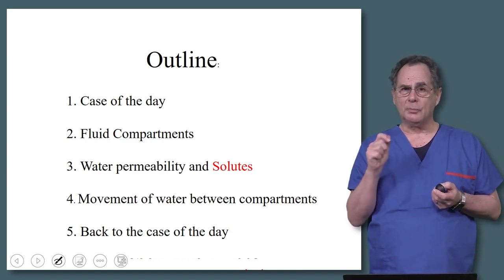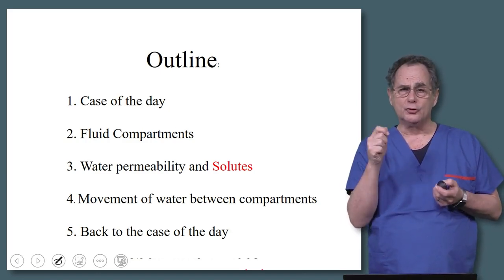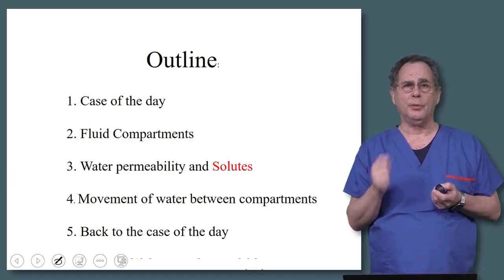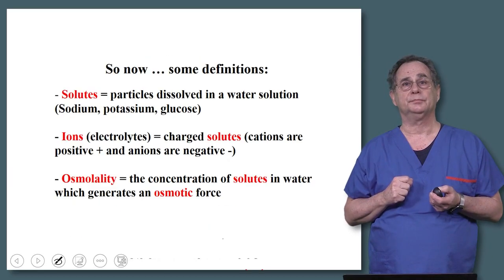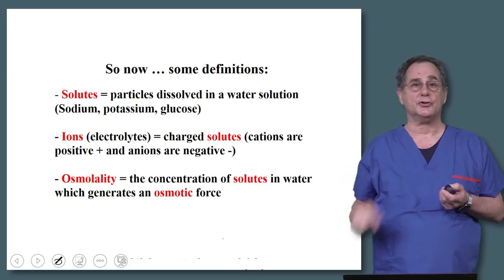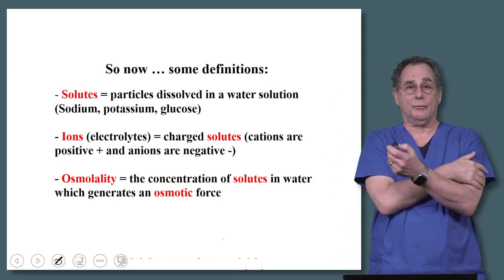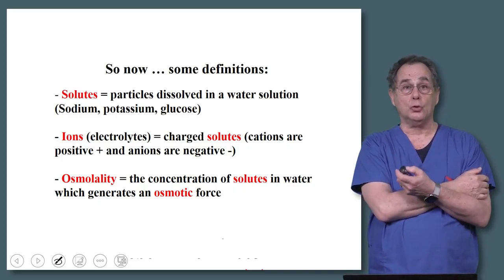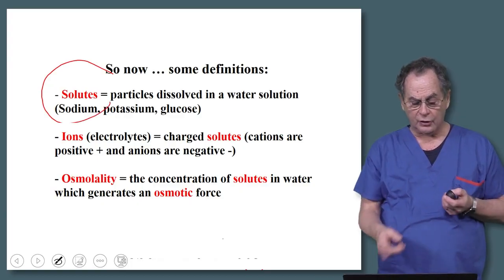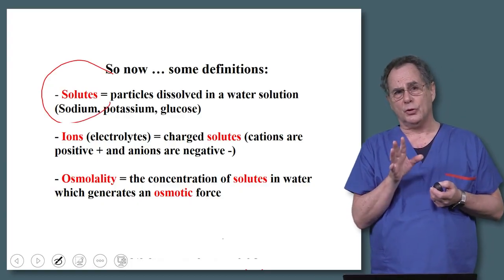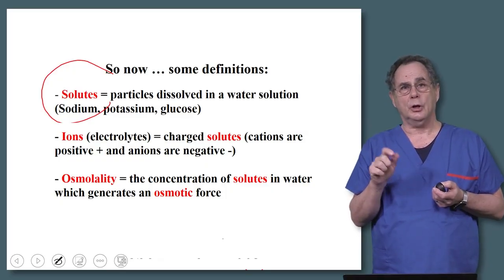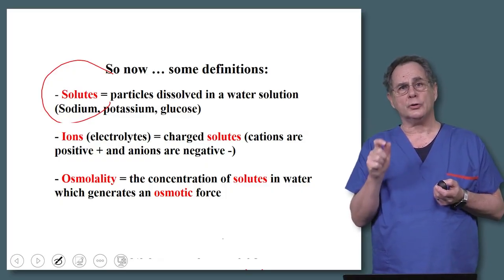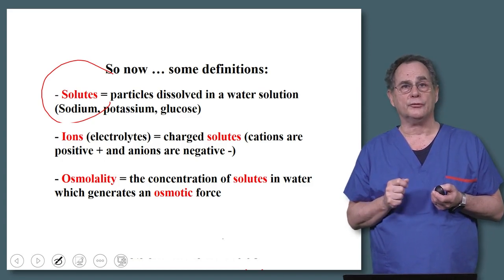So let's talk about solutes. And what are the dominant solutes, the small particles that exist within the body fluid compartments? Now, a few definitions just before we go forward so that we understand and try to remain fairly true to our language. So solutes are particles dissolved in water, and the three ones that we will focus on are sodium, potassium, and a little bit later in our lectures, glucose. These are small water-soluble particles.